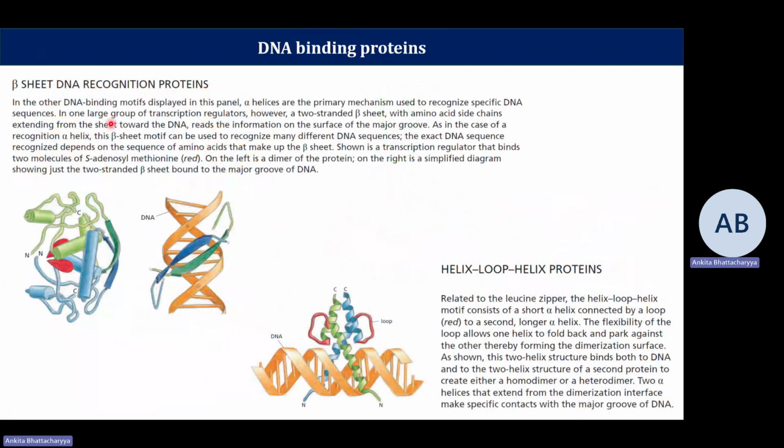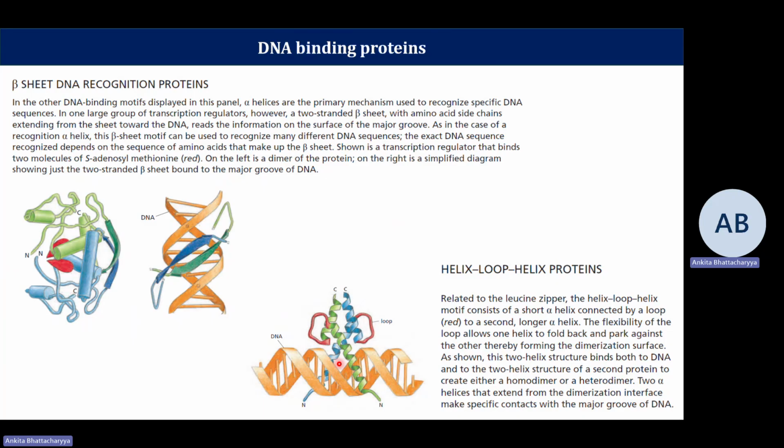And we also have beta sheet recognition motifs where, instead of an alpha helix, if beta sheets are present, many a time you might find that also to interact with DNA. So what does it do? It allows for these transcriptional regulators carrying the two-stranded beta sheet. Again, someone might debate that two beta strands do not necessarily form a sheet, but this is the terminology which is used. These beta sheets are also able to read information on the surface of the major groove.